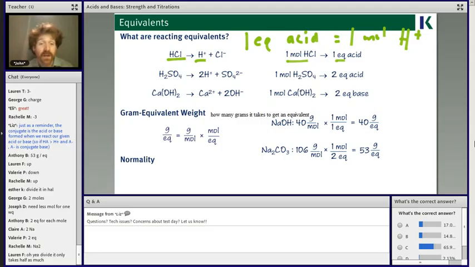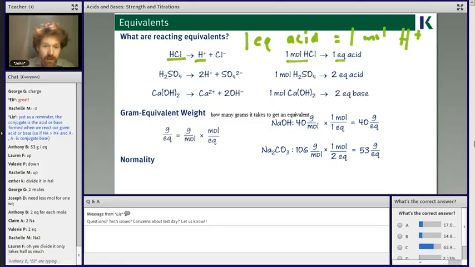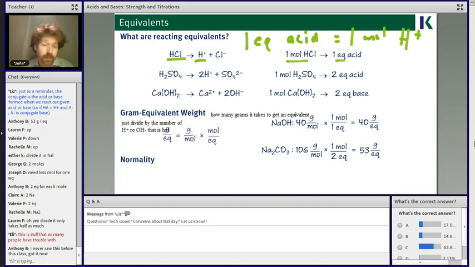So notice all we're doing here, when we're looking at gram equivalents, is just dividing by the number of either protons or hydroxides that it has. So if it's diprotic, divide by 2. If it's triprotic, divide by 3. Whatever it is, just divide by the number. Cool, perfect. Good to hear, Anthony.